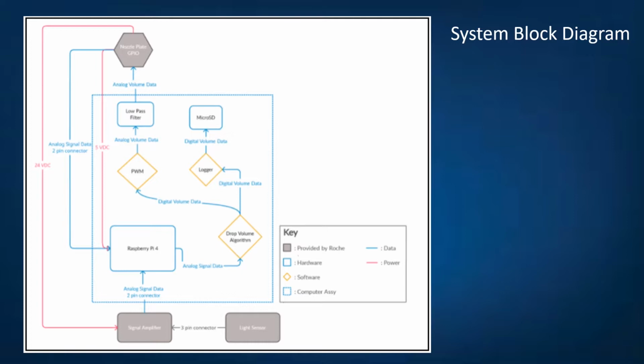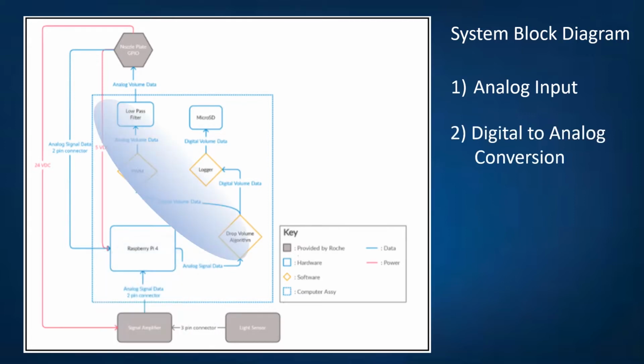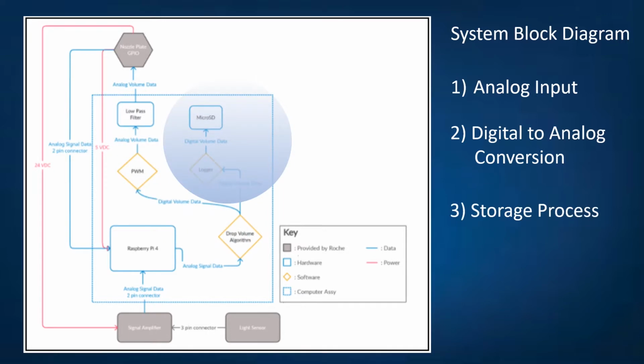The system block diagram breaks down the complex system into an easy-to-understand architecture, with system boundaries for a better understanding of our system. We have 3 primary sections. First is composed of the analog signal or light curtain sensor received from the Roche system. The next section is the Raspberry Pi, which converts the algorithm to a volume estimation. And finally, we have the logger that stores the data through the Raspberry Pi and onto the microSD. This provides Roche with a compatible solution to improve accuracy and precision of their current system.